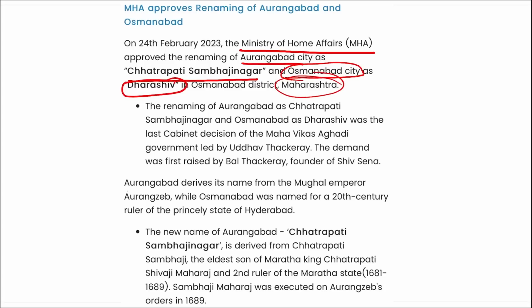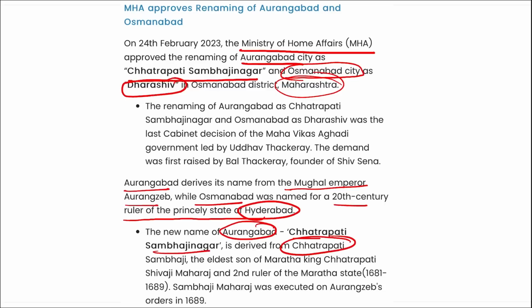Apart from this, remember, Aurangabad derives its name from Mughal Emperor Aurangzeb, while Osmanabad was named for a 20th century ruler of the princely state of Hyderabad. But now Aurangabad has been renamed to Chhatrapati Shambhaji Nagar, who is related to Chhatrapati Shambhaji, alright, a Maratha king, son of Chhatrapati Shivaji, and second ruler of the Maratha state.